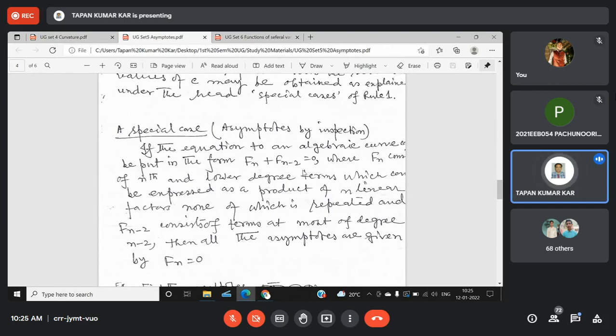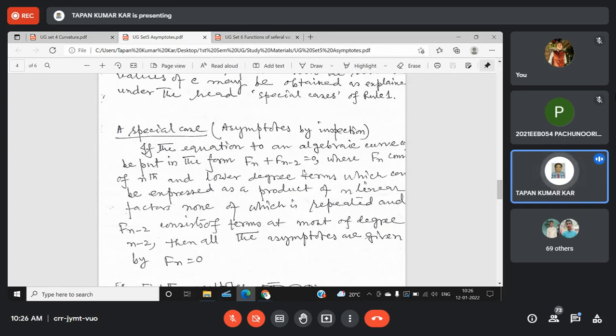where what is fn and what is fn minus 2? Where fn consists of nth and lower degree terms, which can be expressed as a product of n linear factors, none of which is repeated, and fn minus 2 consists of terms at most of degree n minus 2, then all the asymptotes are given by setting fn equal to 0. Okay, I will show you an example.